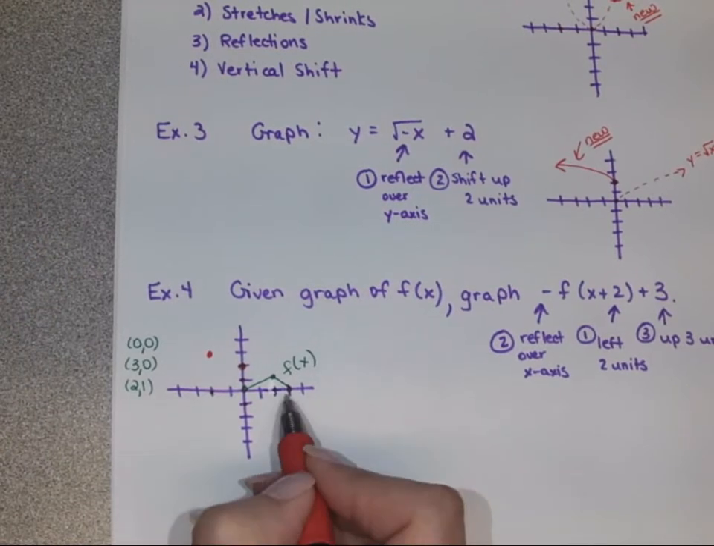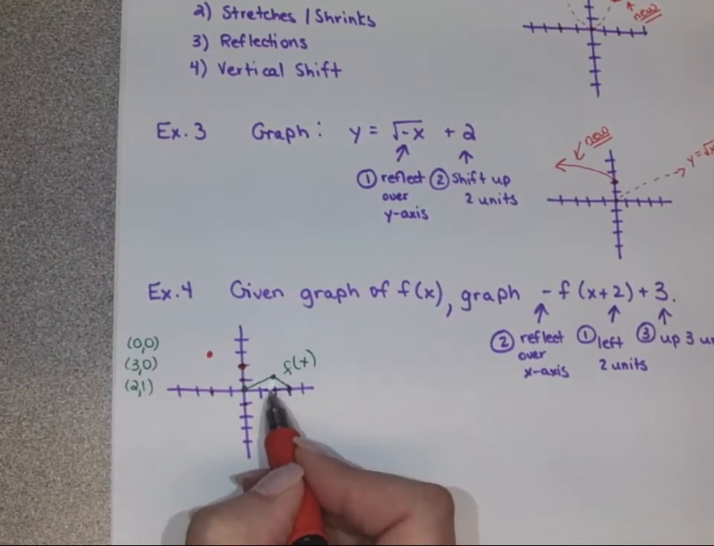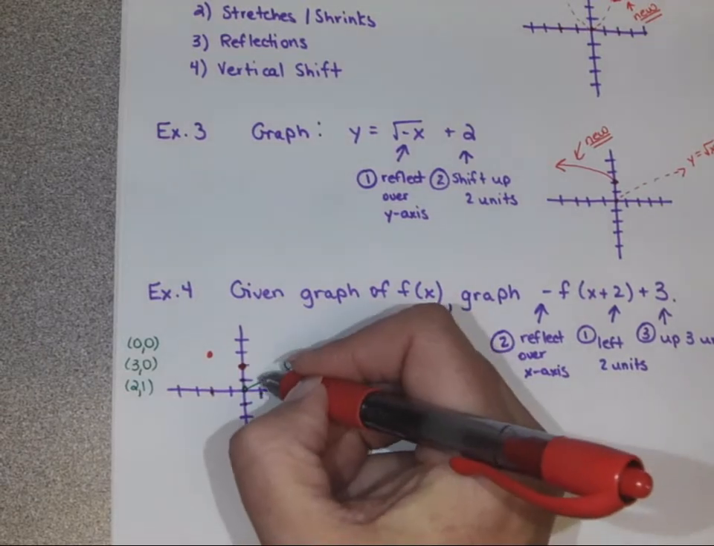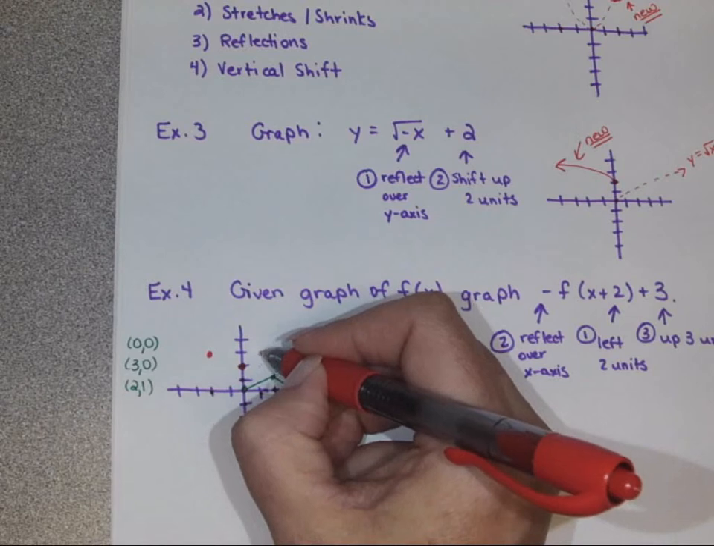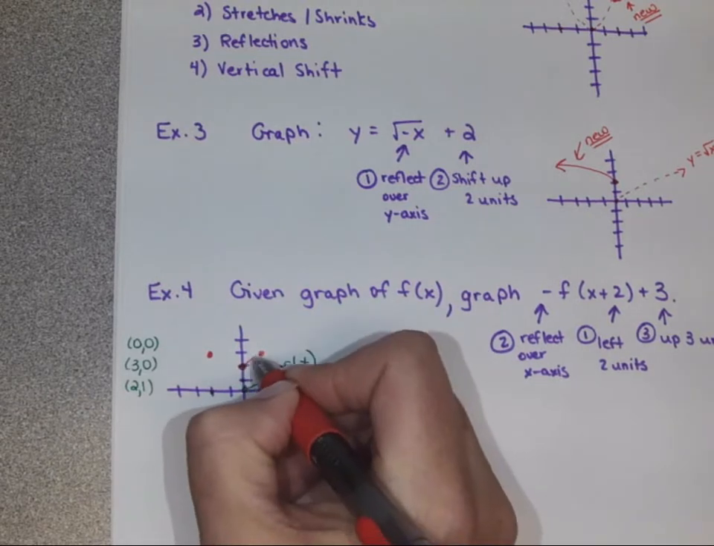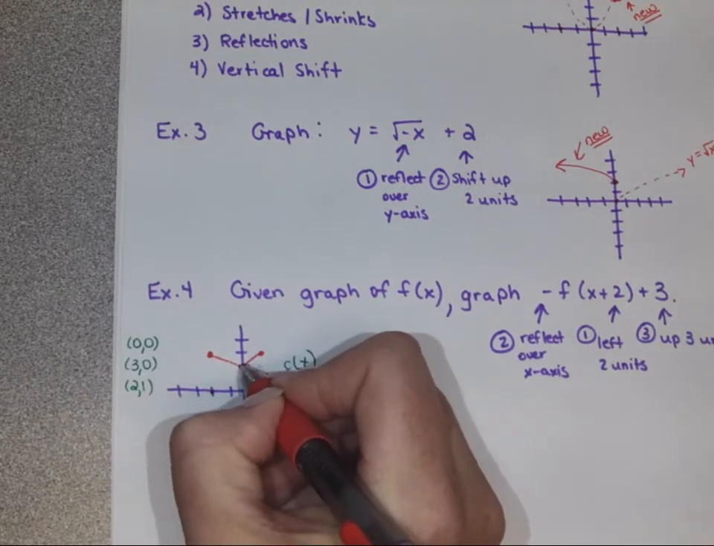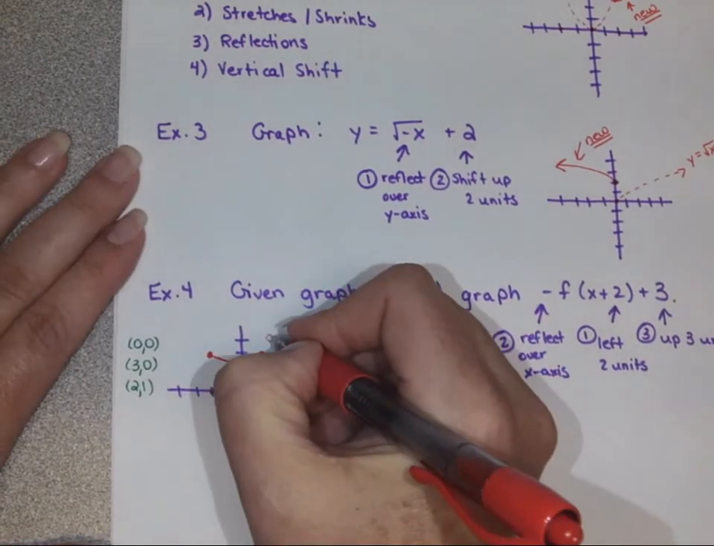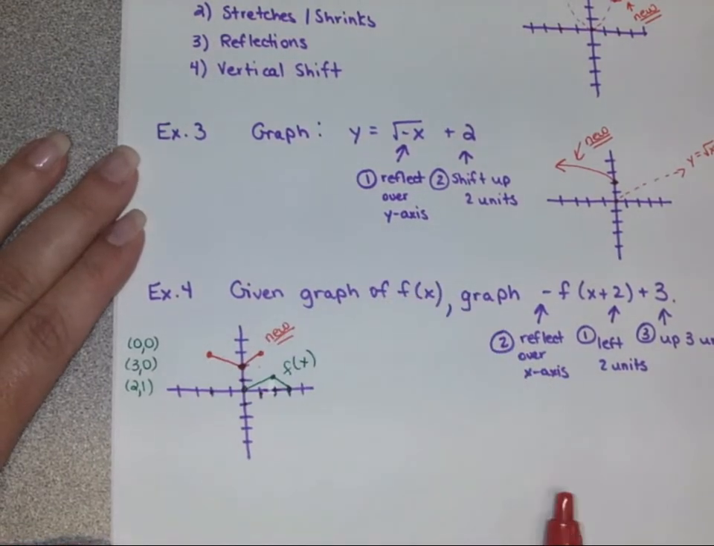And then for the last point, do it again, right? So left 2 puts me here. Then what? Reflect over the x-axis, which does nothing, right? And then what do I need to do? Shift up 3, 1, 2, 3. So it looks like my triangle's upside down, and actually it should be. How come? We reflected it over the x-axis, right? So I don't want to write that whole thing, but this is my new graph.